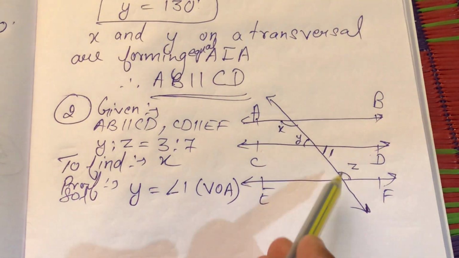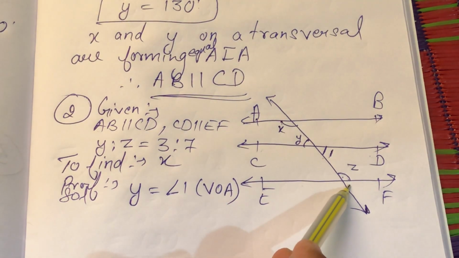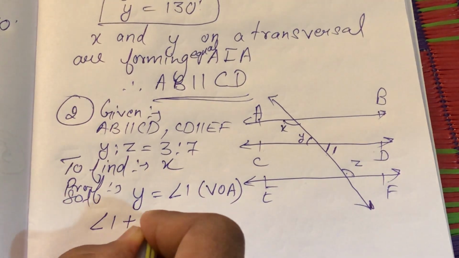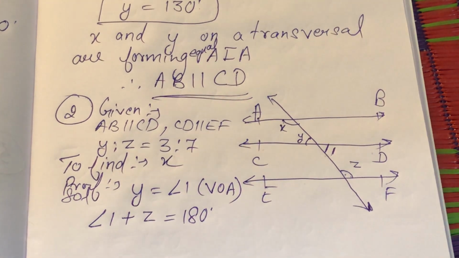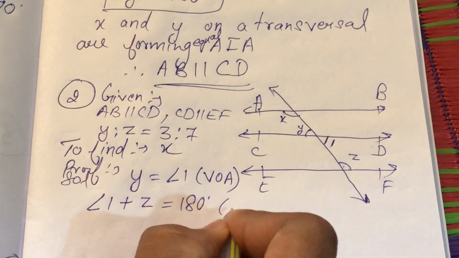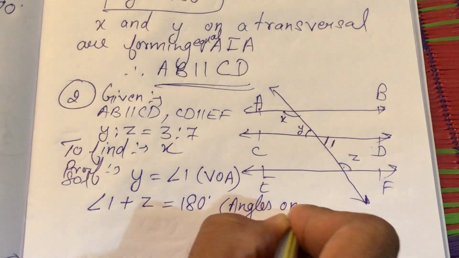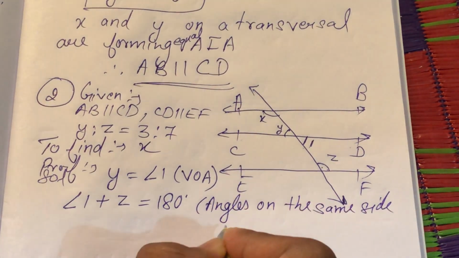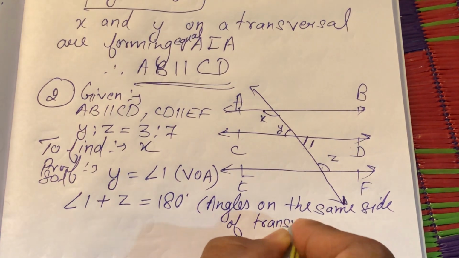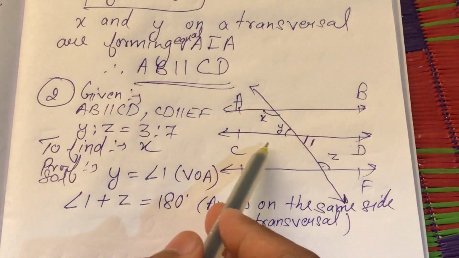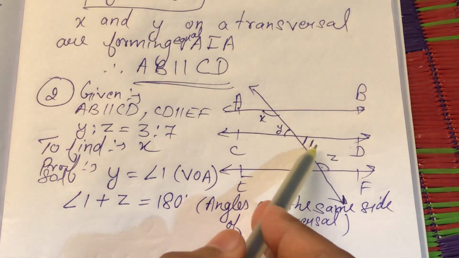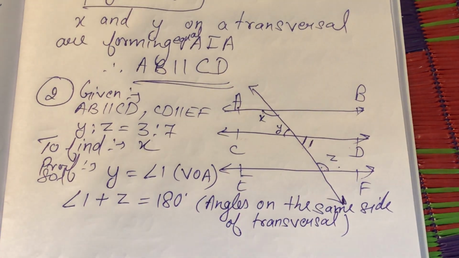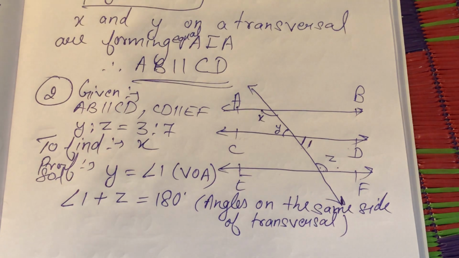Okay. Now this angle 1 plus this angle Z, how much are they forming? 180. Angle 1 plus Z equals 180. Why are they forming 180? Angles on the same side of the transversal. If parallel lines are there and angles on the same side of the transversal are there, that means this angle 1 and this angle Z form a 180 degree sum.